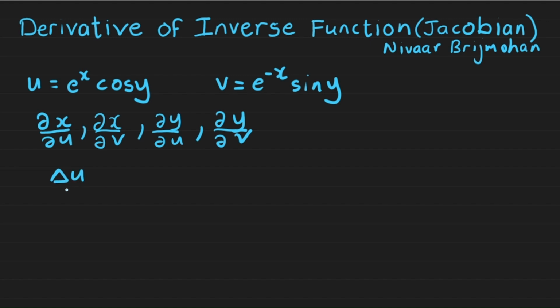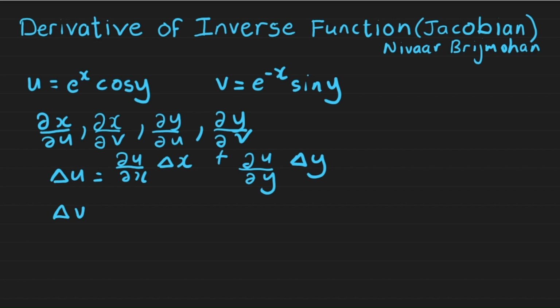We would say Δu is equal to ∂u/∂x multiplied by Δx plus ∂u/∂y times Δy. And we would do the same with v as well. We would say Δv is equal to ∂v/∂x multiplied by Δx plus ∂v/∂y times Δy.